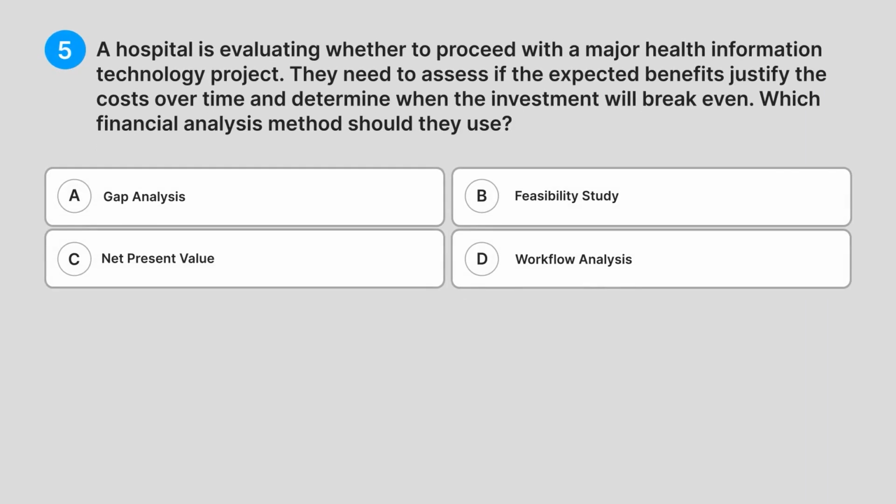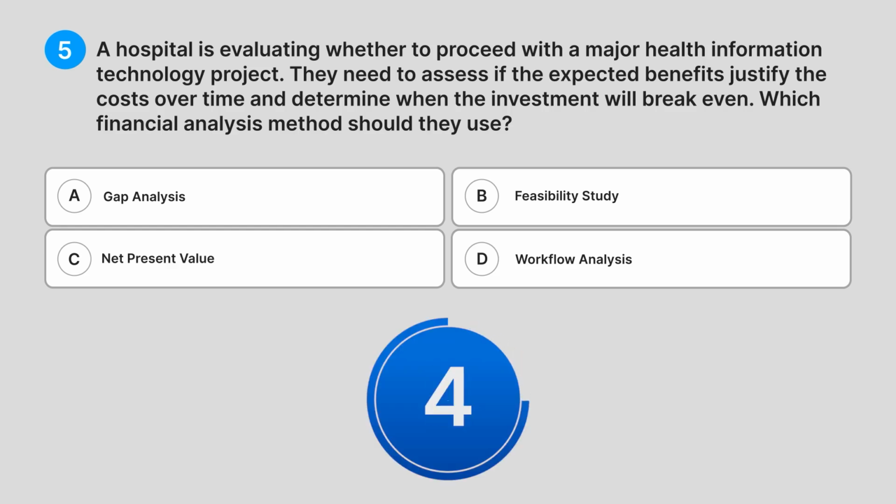5. A hospital is evaluating whether to proceed with a major health information technology project. They need to assess if the expected benefits justify the costs over time and determine when the investment will break even. Which financial analysis method should they use? A. Gap analysis. B. Feasibility study. C. Net present value. D. Workflow analysis. Can you guess the answer?